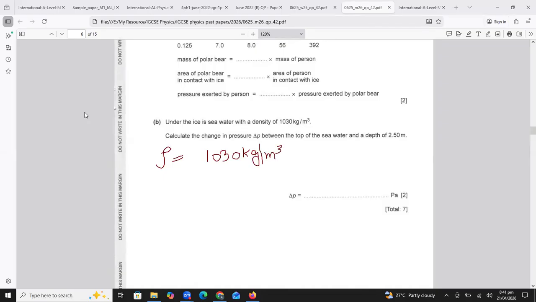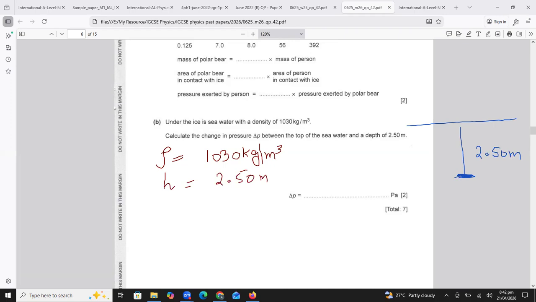Now we have to calculate the change in pressure between the top of the sea water and the depth of the sea, which is 2.50 meter. So depth means the height of the sea is given, 2.50 meter. How will we calculate the change in pressure, students? Let's suppose that this is the surface of the ice and this depth is 2.50 meter. So we have to calculate the pressure at this point, which is at 2.50 meter deep.